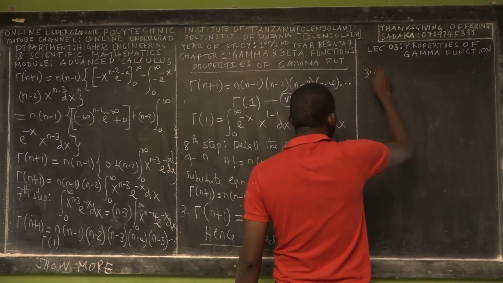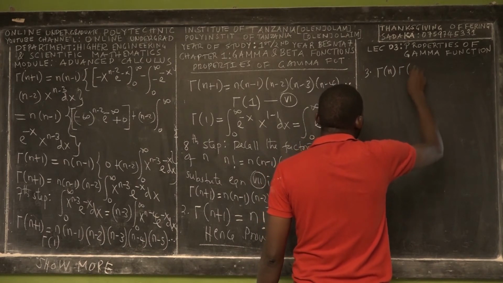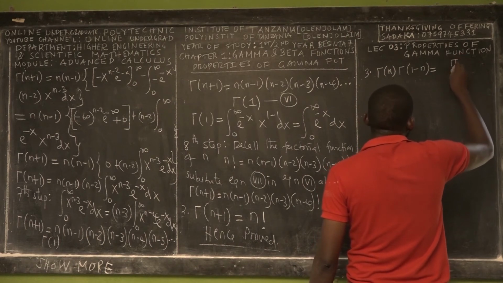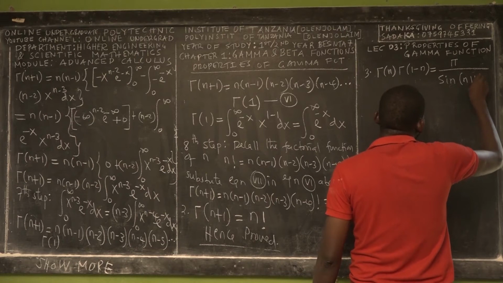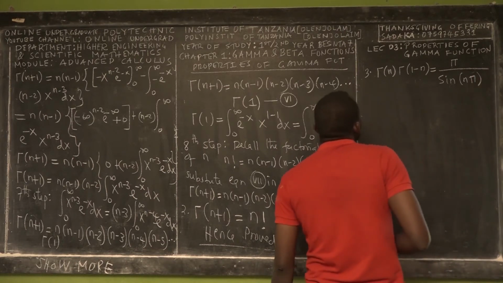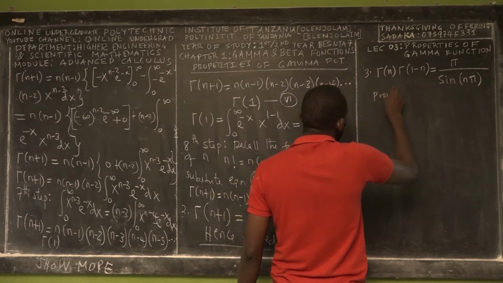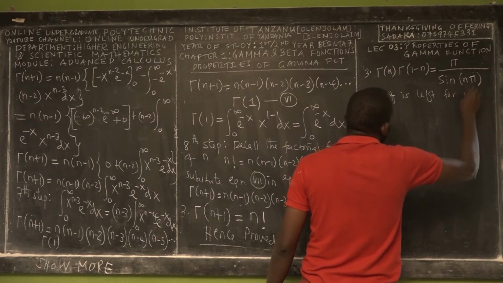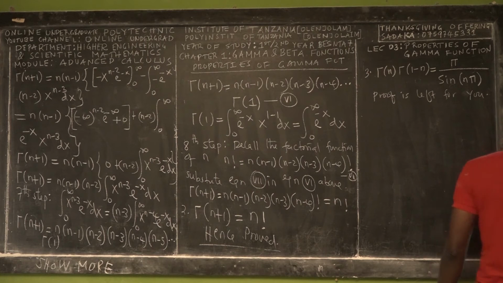So the third property is gamma of n times gamma of 1 minus n is equal to pi over sine of n pi. The proof is left for you.